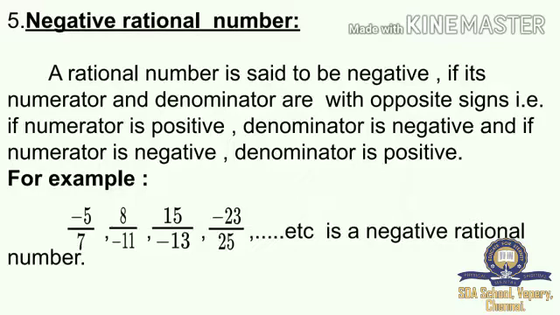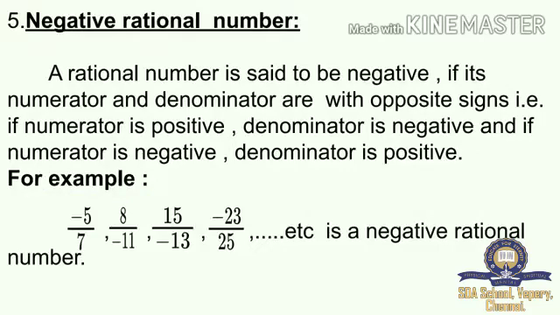In this you can easily see that the numerator is negative and denominator is positive. Here it easily says that if numerator is positive and denominator is negative, and if numerator is negative, denominator is positive, it is called negative rational number.